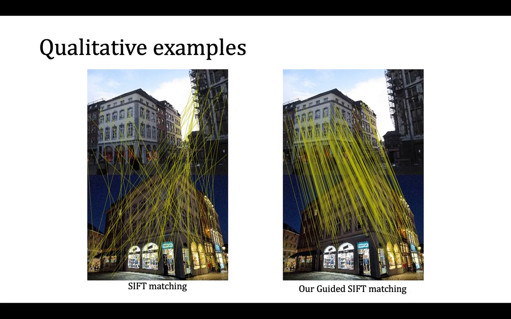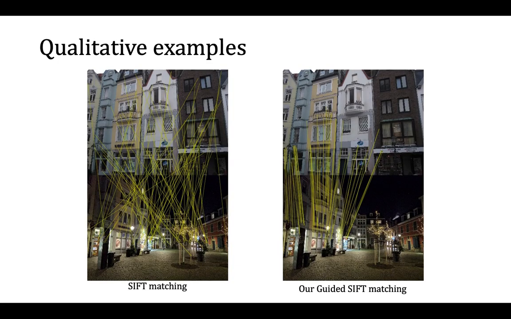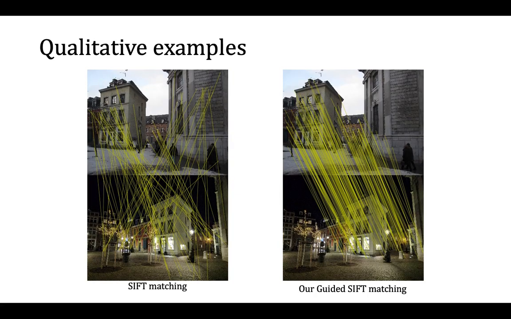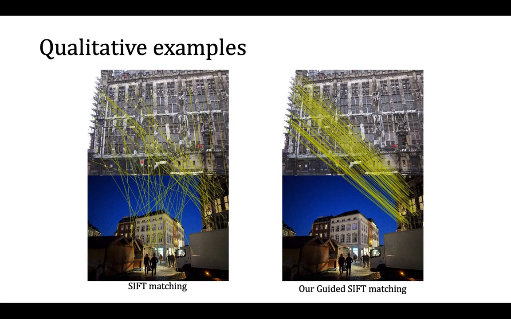Here are qualitative examples of day-night matching in this dataset. Note how challenging these image pairs are, where both lighting and viewpoint vary. In this setup, SIFT matches are not good enough for visual localization. After the outlier filtering, the remaining matches seem random. But using our guided matching technique, SIFT features can now produce much better matches.